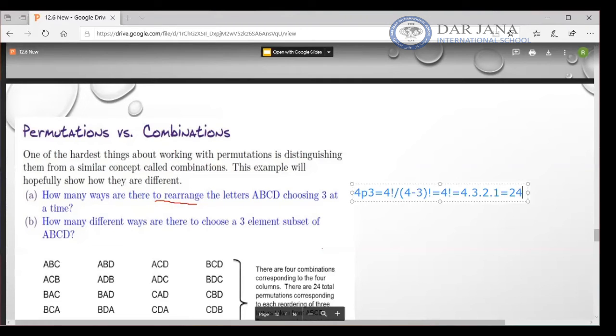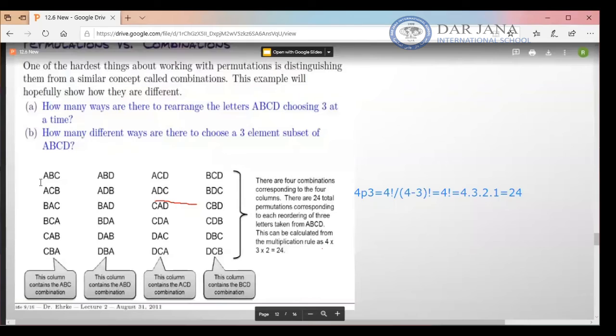Here they are showing you the ways. Look at it. ABC, you can choose ABC, you can choose ABD, you can choose ACD, and you can choose BCD. Now, ABC, you can write it in six different ways. ABD, you can write it in 6 different orders. ACD, you can write it in 6 different orders, same thing for this one. So when we say rearrange, it means that order matters. We're going to choose for P3.